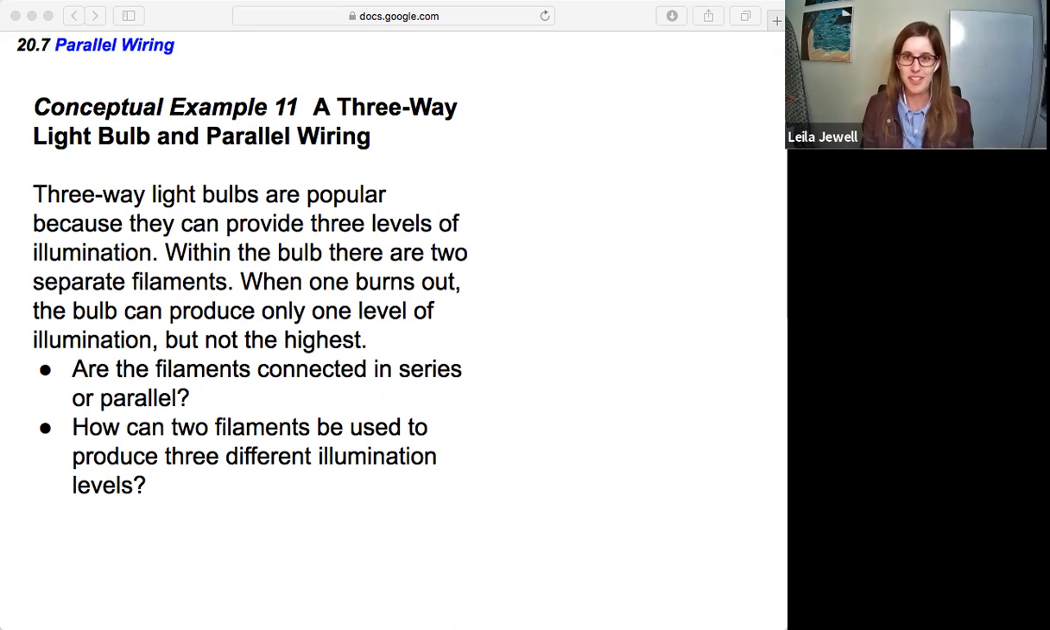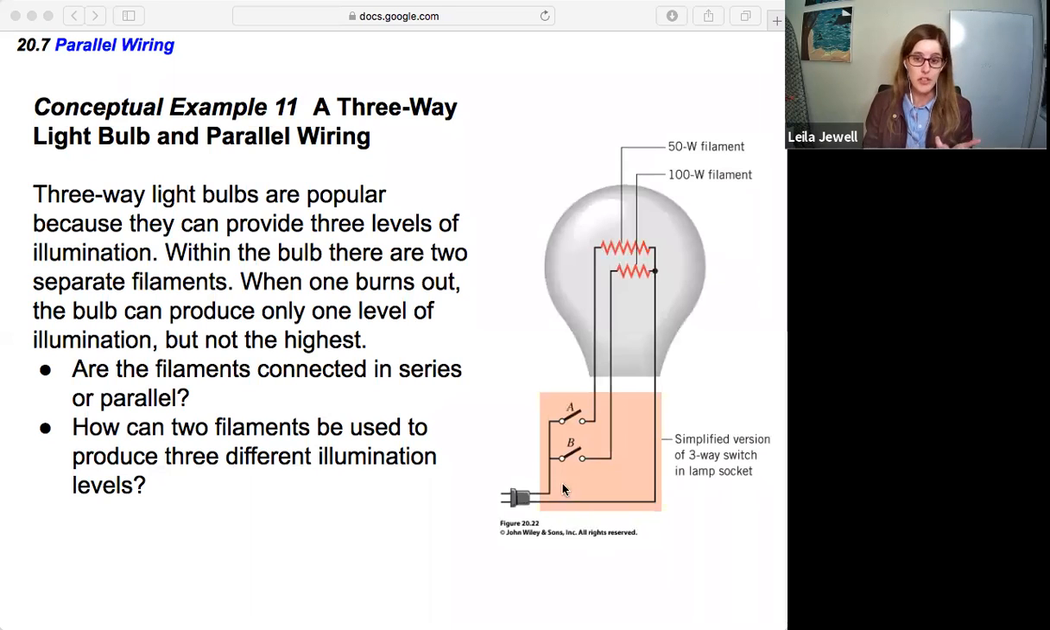Okay, hoping you did that. Well, if we think of this, this is going to be another example where we need to have them in parallel. Because if they're in parallel, then we can use one filament, the other filament, or both filaments together. So here's a schematic where we could have switch A thrown to pass it through the 50-watt filament, or switch B thrown to pass the current through the 100-watt filament, or both of them thrown so that we have current passing through both of them, which will be the very brightest.